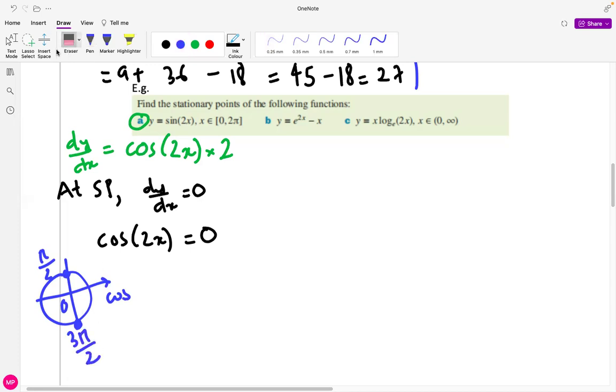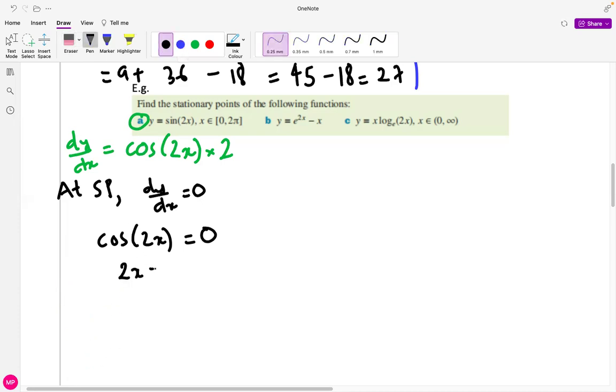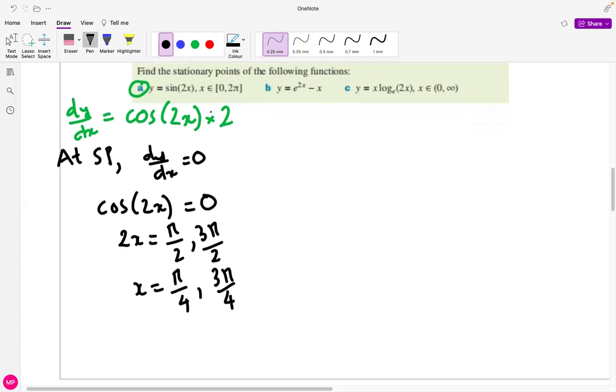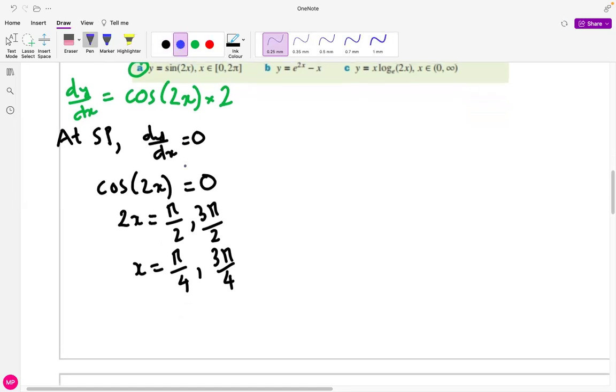So you have two angles. So what I do is I say 2x equals pi on 2 or 3 pi on 2. Then I can solve for x, so I get x equals pi on 4 or 3 pi on 4. Now look at my domain. My domain is 0 to 2 pi, right? So I can have more solutions if I just add a period to it, because they go up to 2 pi. So what I do is I'm going to get the period.